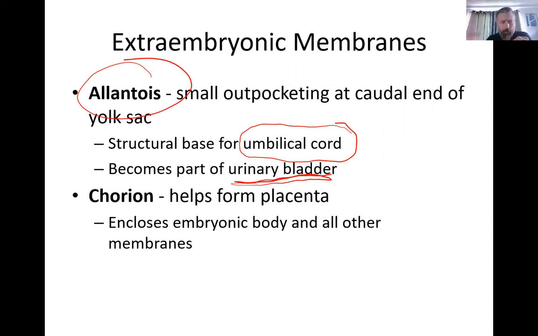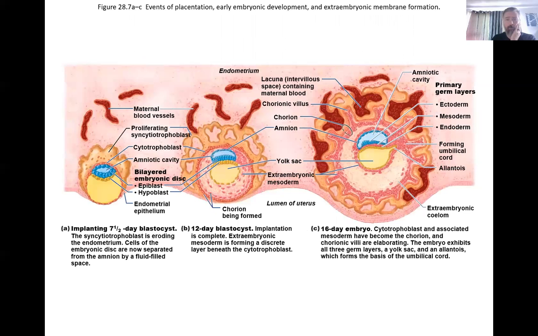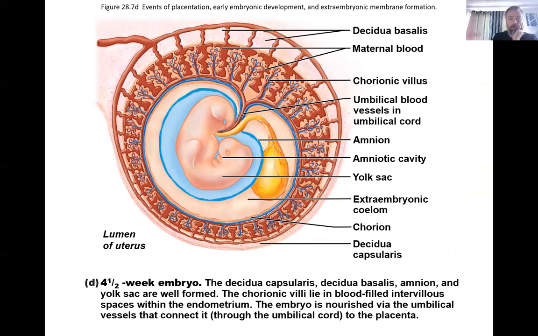The last of our important extra embryonic membranes, for our purposes here, is the chorion. And the chorion, you may remember from before, when we talked about placentation, helps form the embryonic part of the placenta. So again, I'm not going to walk through all of these here, just thinking about color schemes. Yellow, yolk, blue, amnion, pink is chorion. So here we can see the development of those structures through 4.5 weeks.